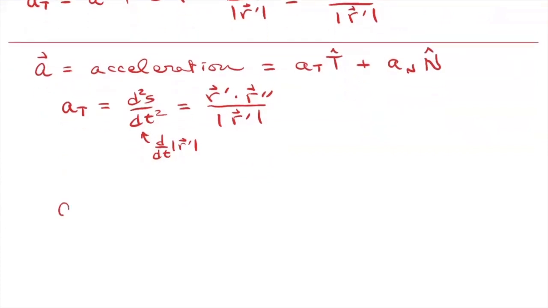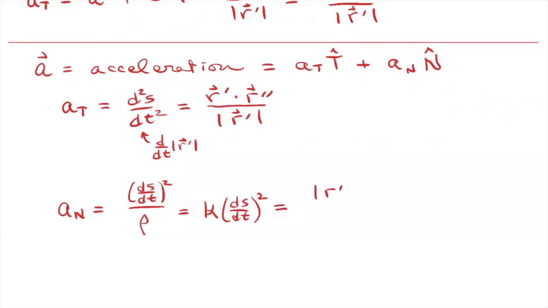Okay, and then AN. First formula I gave was that it was ds over dt squared divided by rho. That's the radius of curvature. But I also had that it's kappa times ds over dt squared. So those are really the same statement. But I also had that it's the magnitude of R prime cross R double prime over the magnitude of R prime. So these two are meant to remind you of each other.